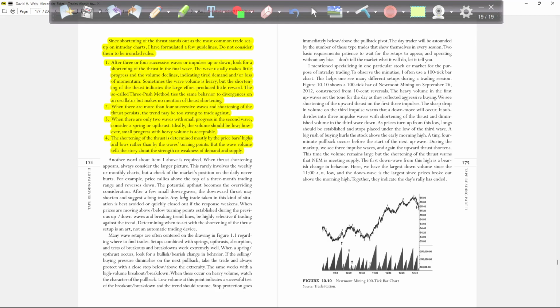After a few small down waves, the downward thrust may shorten and suggest a long trade. Any long trade taken in this kind of situation is best avoided or quickly closed out if the response weakens, when prices are moving above or below turning points established during the previous up or down waves and breaking trend lines. Be highly selective trading against the trend. Determining when to act with the shortening of the thrust setup is an art, not automatic trading advice.